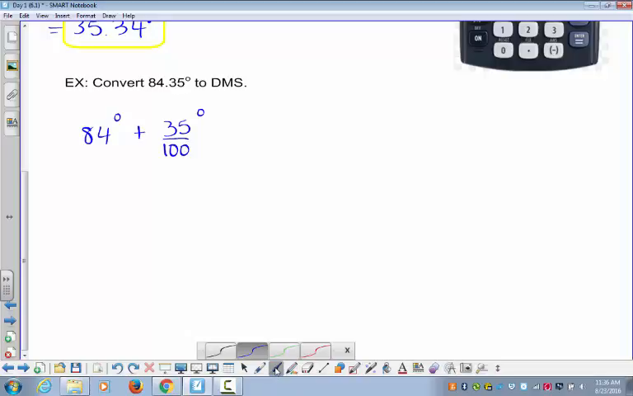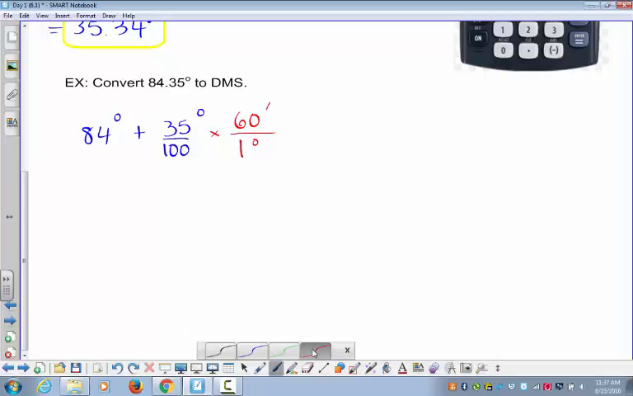And we're going to use a conversion factor. If we want to get to DMS, we want those degrees to go away. So we're going to do that first. And if we type this into our calculator, 84 plus 35 times 60 over 100. You can cancel a 0 if you want, or whatever your preferred arithmetic process is.